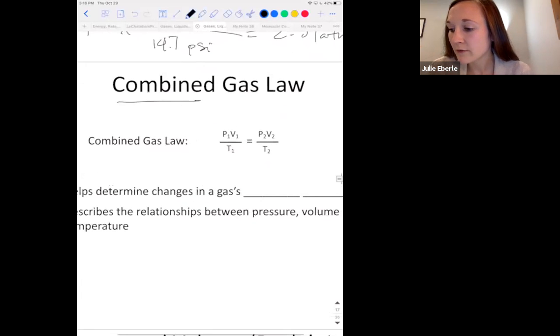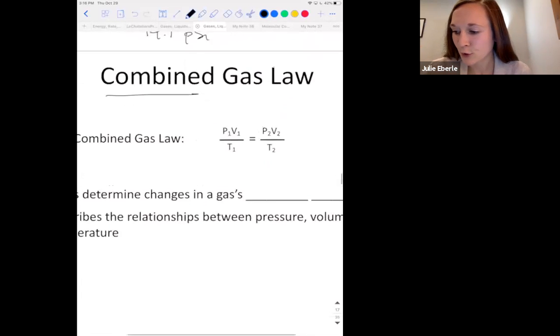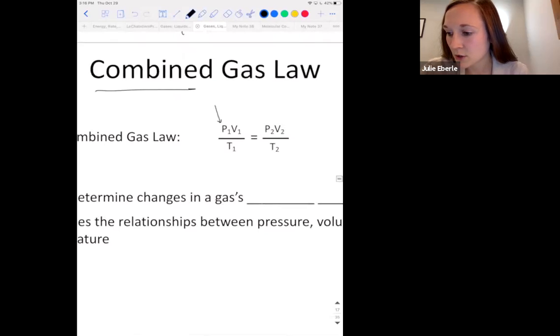So it says P1 V1 over T1 equals P2 V2 over T2. What in the world is that? So P stands for pressure. V is our volume, and T is a temperature.